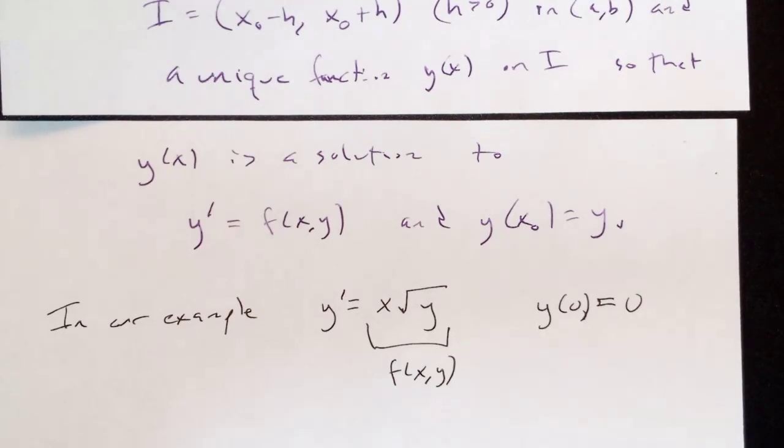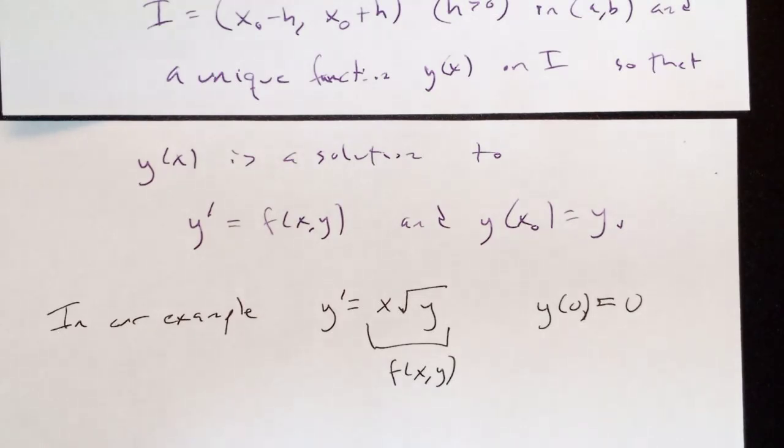X is polynomial. It's continuous everywhere. Square root's good as long as y is not less than 0. So that's perfectly fine, right? When I multiply those two together, that's perfectly fine, but only from 0 to the right.